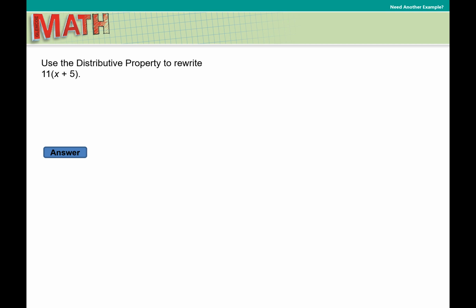Okay, go ahead and work this one through on your own. Check your answer when you're done. Should have got an answer of 11x plus 55. So 11 times x plus 11 times 5. That's 11x plus 55.